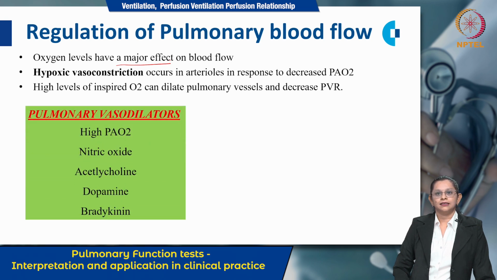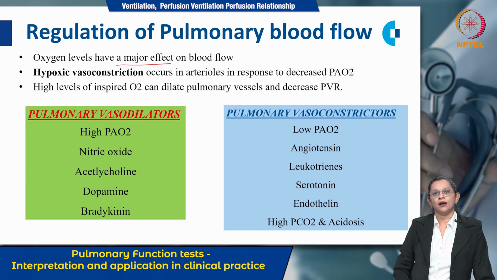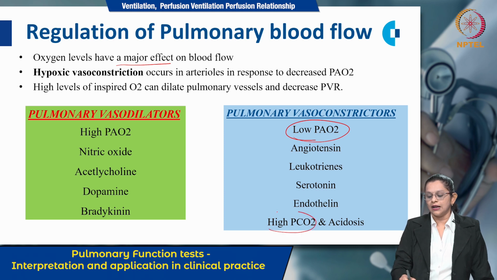What are the other factors that cause pulmonary vasodilation and pulmonary vasoconstriction? Pulmonary vasodilation, when there is high PaO2 concentration, nitric oxide, acetylcholine, dopamine and bradykinin, all these cause vasodilation of pulmonary blood vessels and more blood flow to the lungs. Pulmonary vasoconstriction is when the oxygen content is very low, when there is high carbon dioxide or acidosis. These cause constriction of the pulmonary blood vessels so that it diverts the blood to well ventilated alveoli so that the diffusion process takes place. And the other vasoconstrictors also include angiotensin, leukotriene, serotonin and endothelin.